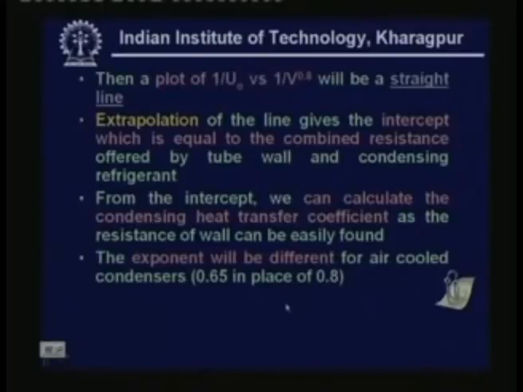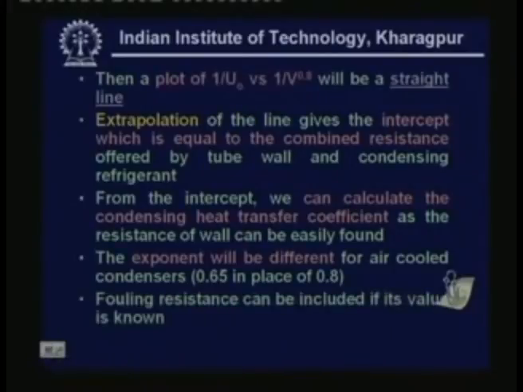The exponent will be different for air cooled condensers. That means for an air cooled condenser, where the varied fluid is air or any other fluid, you have to use 0.65 in place of 0.8. Fouling resistance can be included if its value is known. So this is a very useful concept, and it is normally used for obtaining the condensing heat transfer coefficients, etc. At this point I stop this lecture.